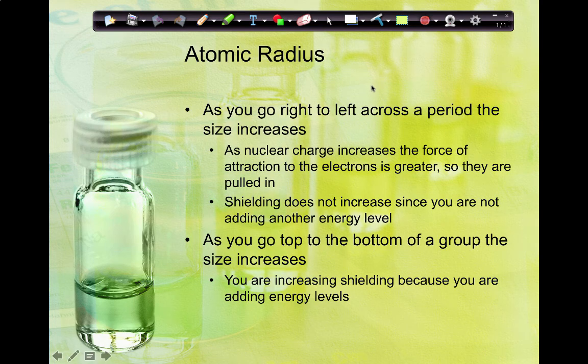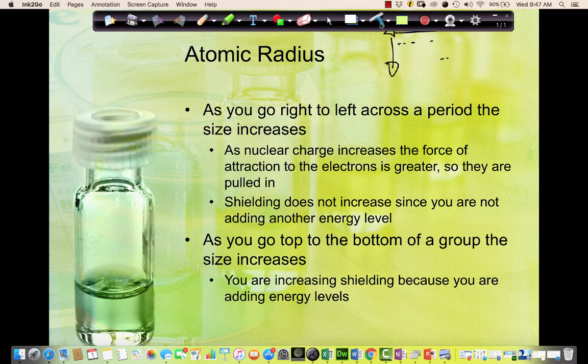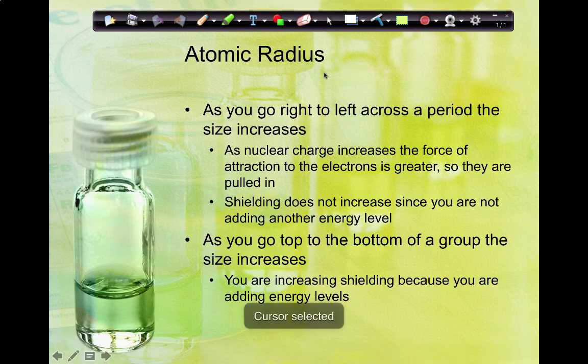All right, so atomic radius. The atomic radius is how large the atom is. The trend that we will see is that the atom gets larger as we go to the left of the periodic table and also down the periodic table. So why does that happen? Well, the nuclear charge will increase as you go to the right. As you go to the right of the periodic table, you're going to have more of a force of attraction between the valence electrons and the nucleus. That pulls the electrons in a little bit closer, so that makes the size of the atom smaller.